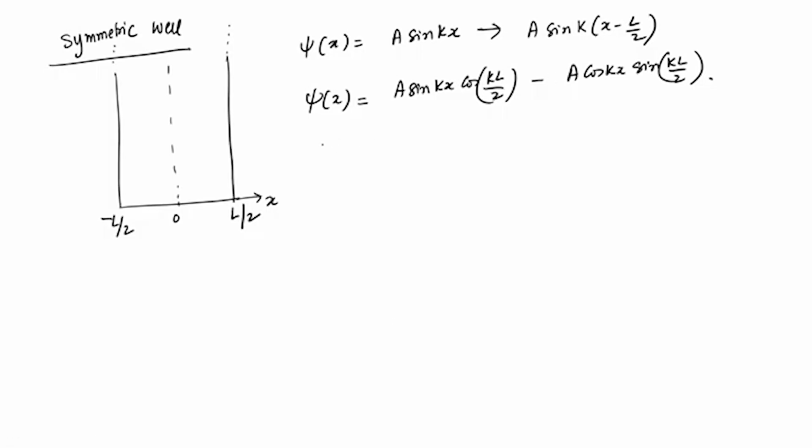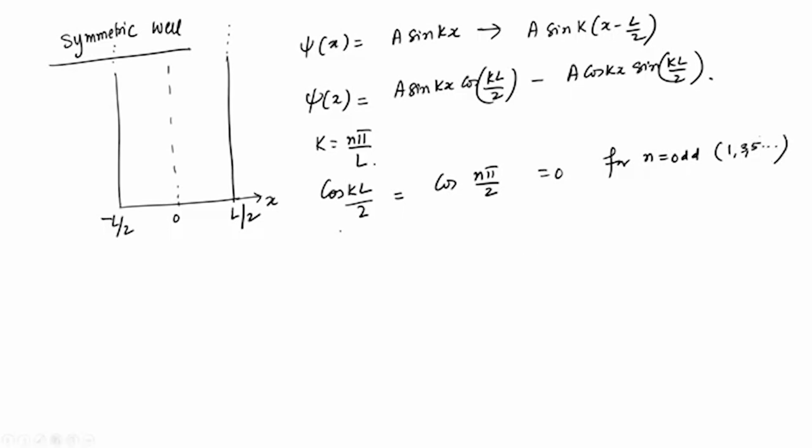So, you have k equal to n pi over L, which is the same quantization that we use. We can use a k of n, and then cos of k L by 2 is equal to cos n pi over 2, which is equal to 0 for n odd. For example, 1, 3, 5 and all that.